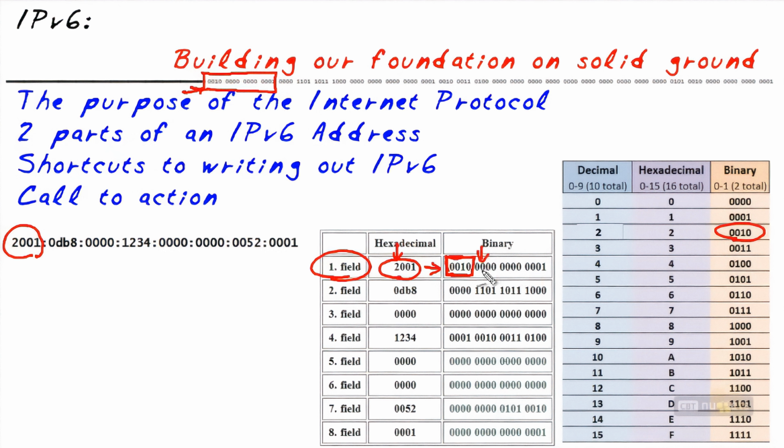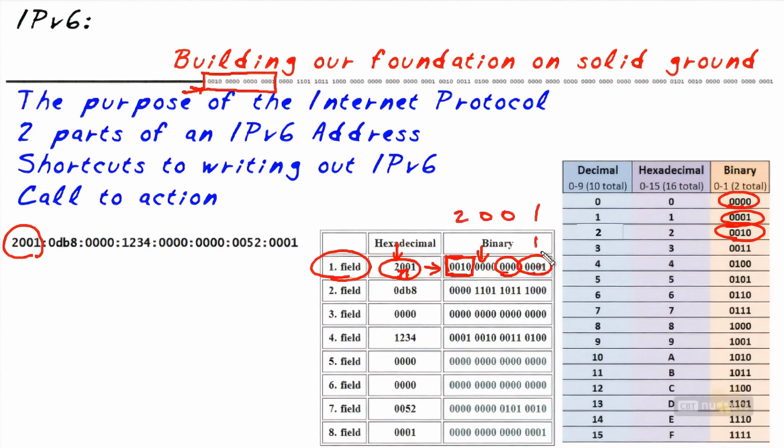So let's do the next one. 4 zeros. Well, 4 zeros is a 0, so that'd be a 0 in hex. The next set is 4 more zeros. That's the second 0 in the 2001. And the last one is 0001. And that represents a 1 in hex, and that would be a 1 there. So this number is 2001.